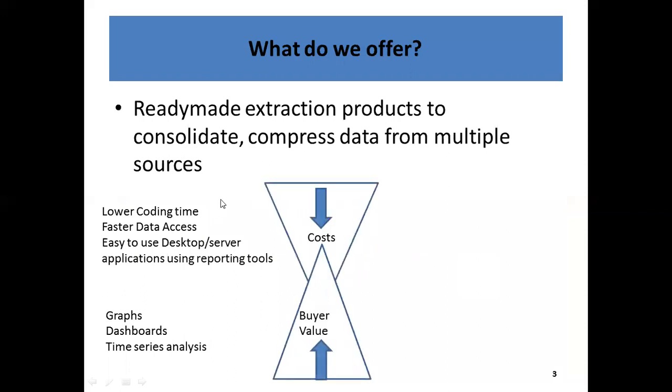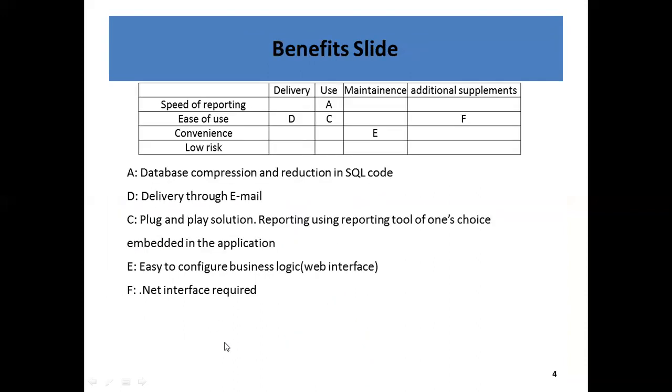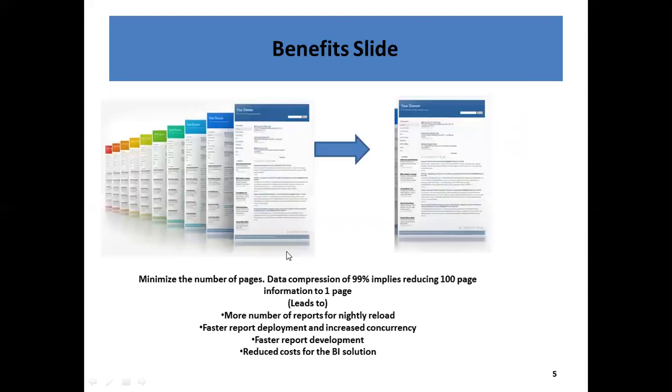So here what we have done is we have lowered the coding time, and given faster data access and an easy-to-use desktop application. The cost is going to come down. Graphs, dashboards, and time series analysis are what add to the buyer value. So what are the core benefits? We are looking at speed of reporting, through data compression and code reduction. Then a plug and play solution where possible, and easy-to-configure business logic in terms of SQL. This is in turn the benefit slide.